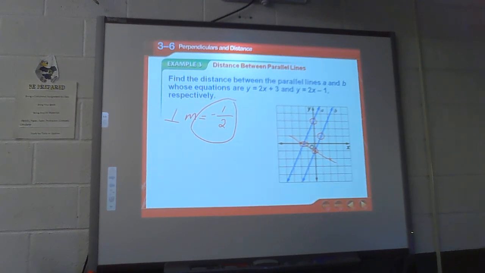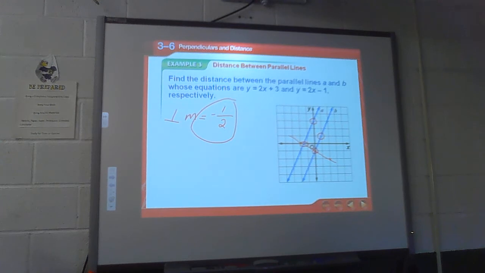Not really, right? So what I'm going to do then is, this is where my system of equations comes into play. So I'm going to use substitution or elimination, but I have to first figure out what's the equation of the red line in this example.